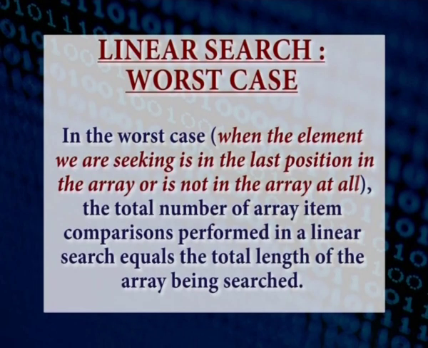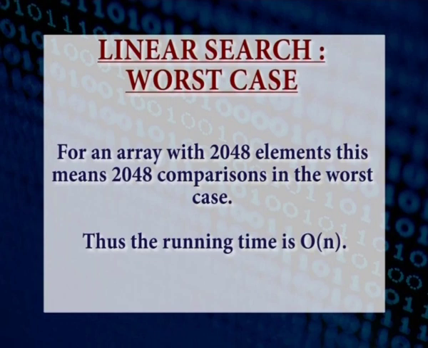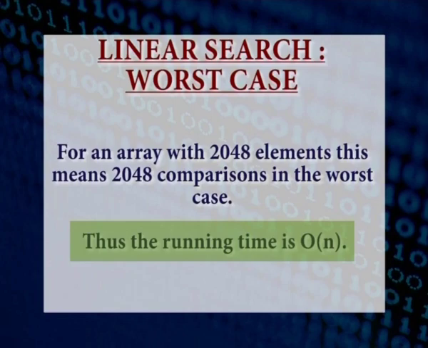In the worst case, when the element we are seeking is in the last position in the array or is not in the array at all, the total number of array item comparisons performed in a linear search equals the total length of the array being searched. For an array with say 2048 elements, this means 2048 comparisons in the worst case. Thus, the running time is order n in the worst case.